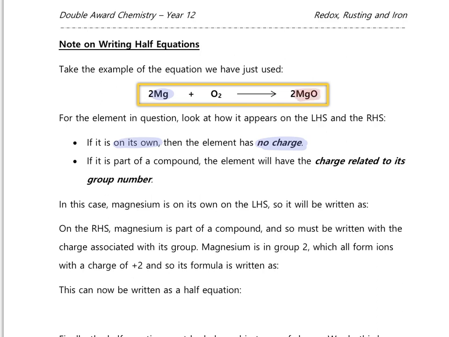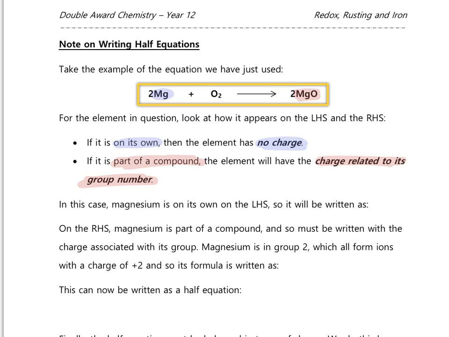So you can see on the right hand side, magnesium is part of magnesium oxide, so it will have a charge. If it's part of a compound, it will have a charge, and the charge will be related to its group number. So this is where you need your periodic table, and if you haven't got that out already, you should have that out. We always relate the charge on the ion to the group number. For example, group 1 form ions with a charge of +1. Group 2 form ions with a charge of +2.